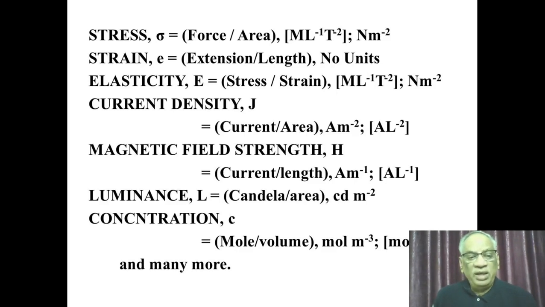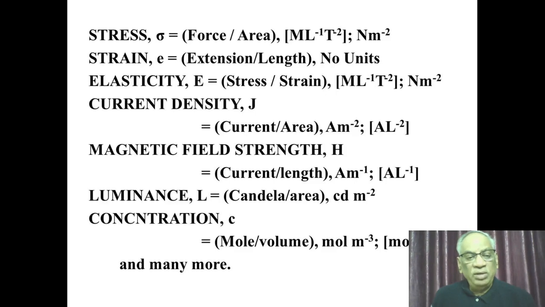Similarly, a current carrying conductor is known to produce a magnetic field surrounding it, with decreasing strength as the distance increases. So the magnetic field strength at any distance r from the wire is given by the current passing through the wire divided by the distance from the wire. So current by distance, amperes per meter. That is A L to the power minus 1 is the dimension for that.